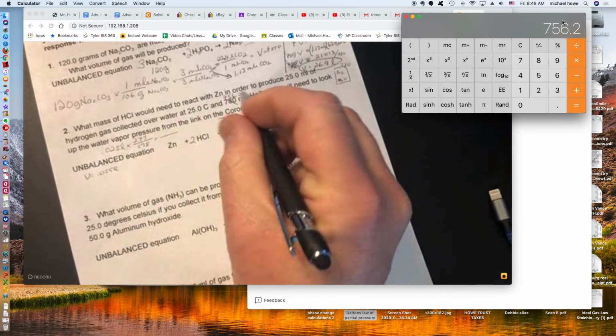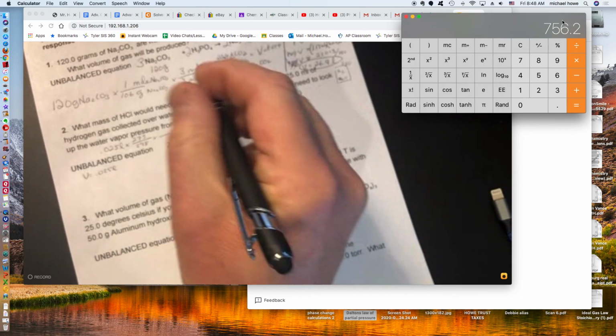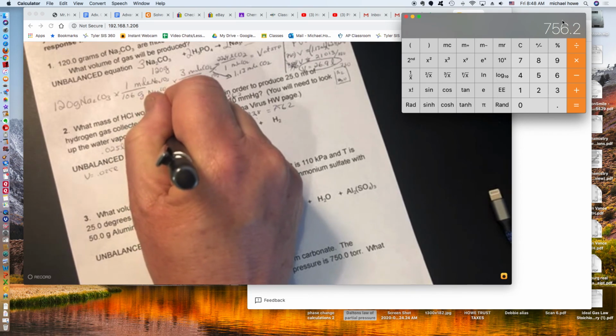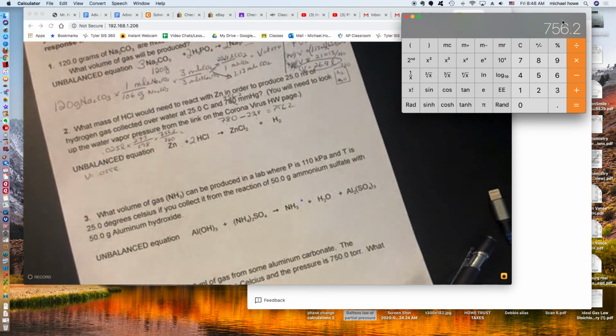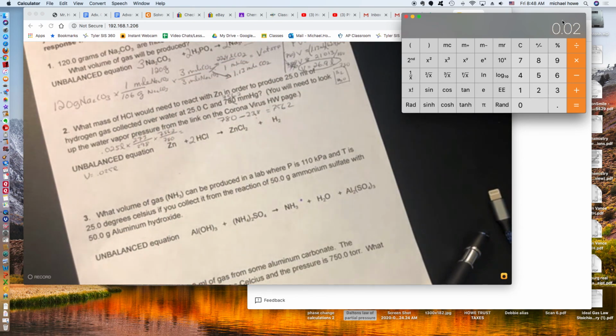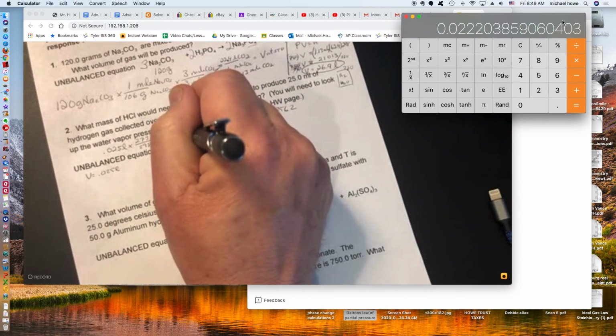When you do the calculation, if you did 756.2 going to 760, pressure is going up, so volume goes down, so it'd be 756.2 over 780. Okay, so let's go ahead and do that. So 0.025 times 273 times 756.2 and then divide by 298 and divide by 780. So I get 0.022 liters.